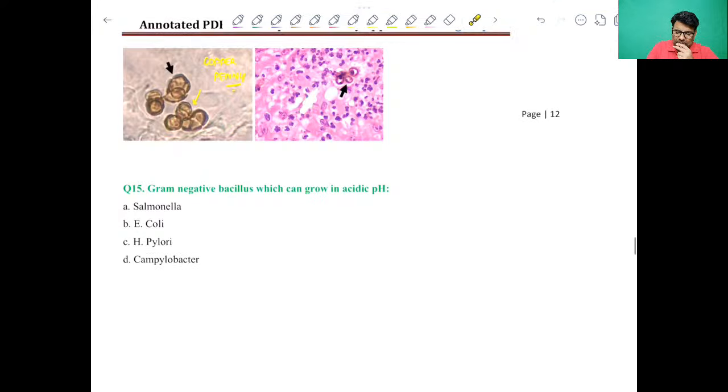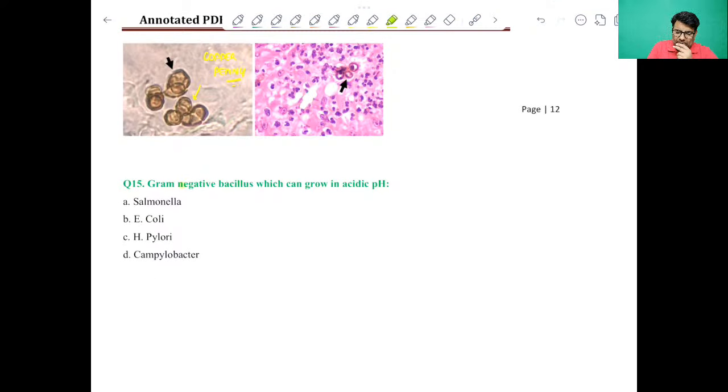Now next question, a gram-negative bacillus can grow in acidic pH. Now which bacterium is this? Yes, Dr. Kanaya, absolutely right. This is Helicobacter pylori, and we know that it resides in the stomach.